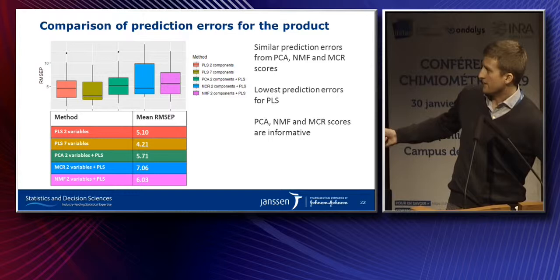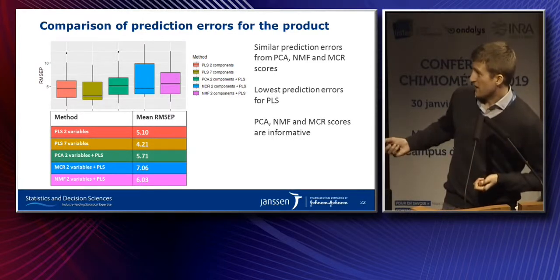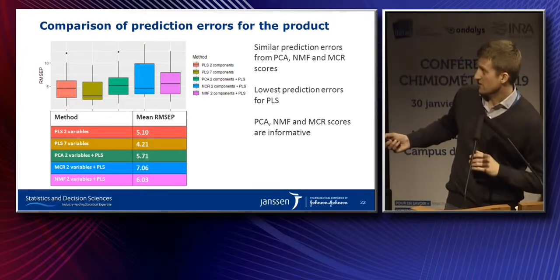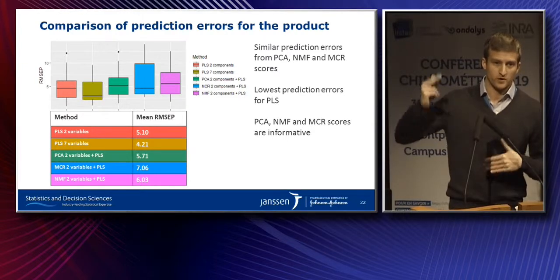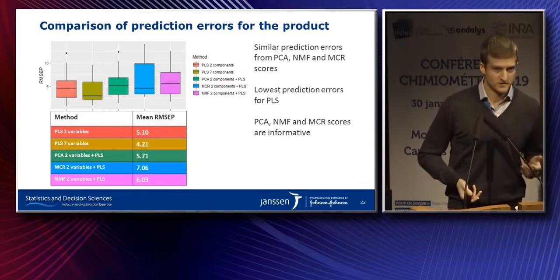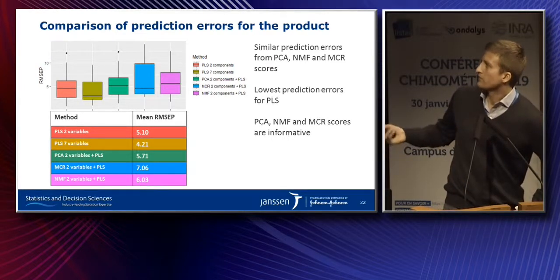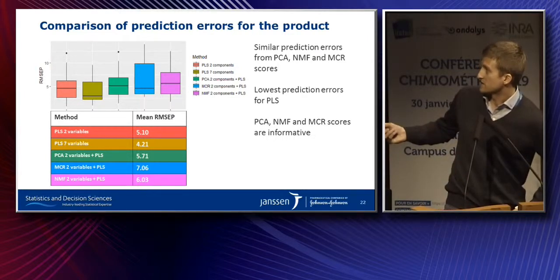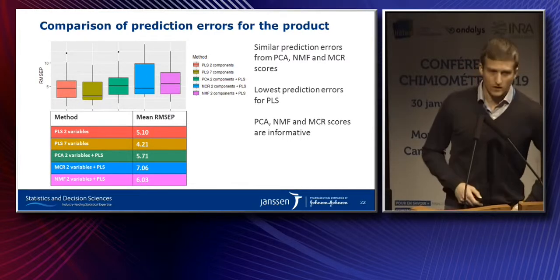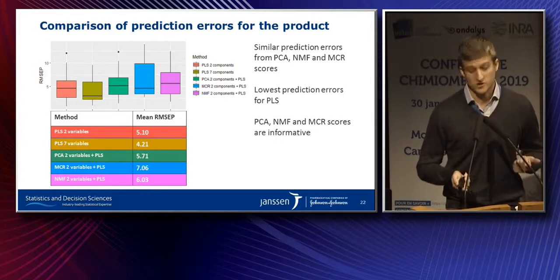We can see that the methods PCA, MCR, and NMF, building the calibration model from their scores, give similar errors from 5.7 to 7, knowing that HPLC values can range from 0 to 100. It's around 6-7% of error. But the lowest error predictions are still obtained with PLS, especially with the optimum of 7 variables. So the PLS method stays the reference method for building calibration models.